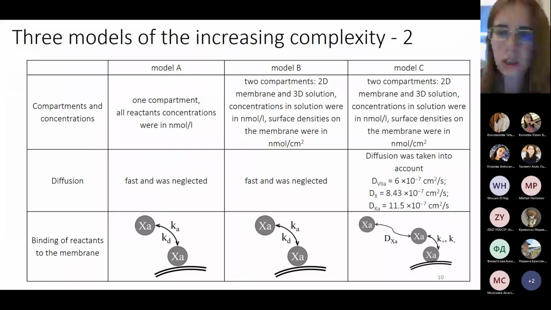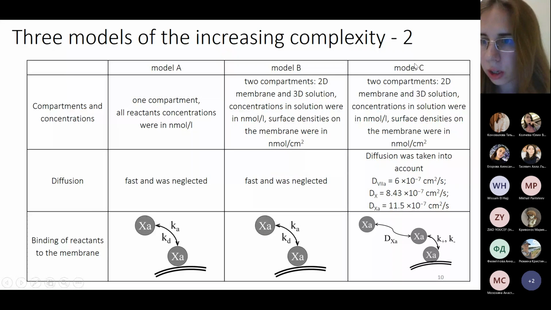So here I summarize all those models in tables. Model A has one compartment, no diffusion, and binding of reactants to the membrane is a one-stage process. So we assume that all reactant in solution can bind to the membrane, depending only on its concentration, because the diffusion is very fast. In model B, there are two compartments, again no diffusion, again one-stage binding.